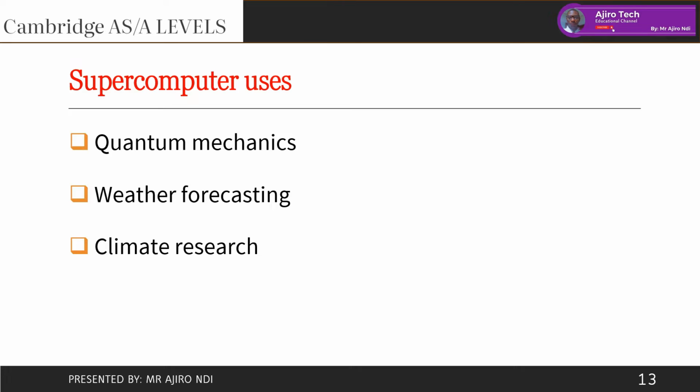So yes, scientific research, and supercomputers have also become essential for weather forecasting. And there are also other uses, and we're going to talk about them. Climate research, et cetera.